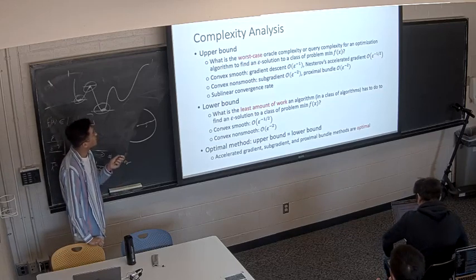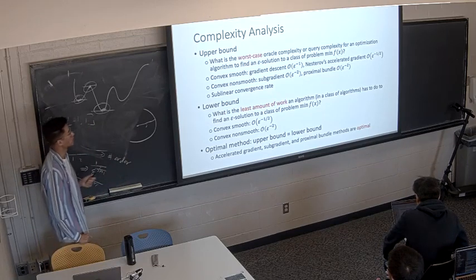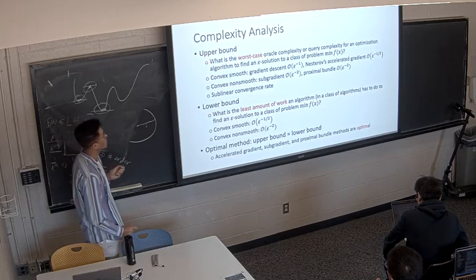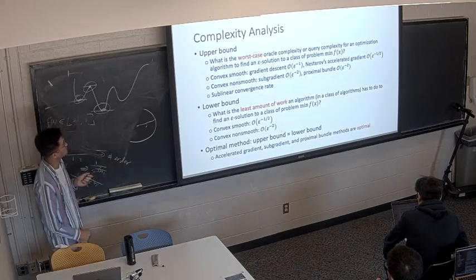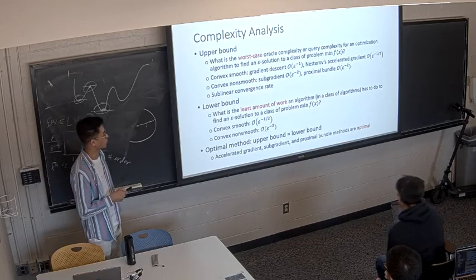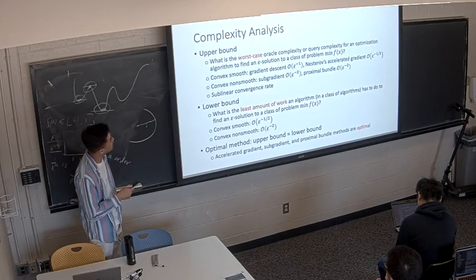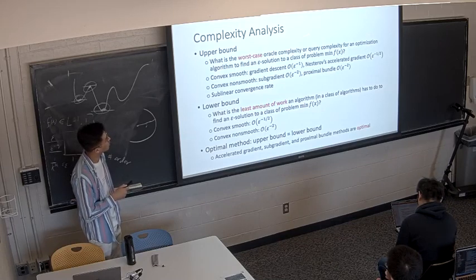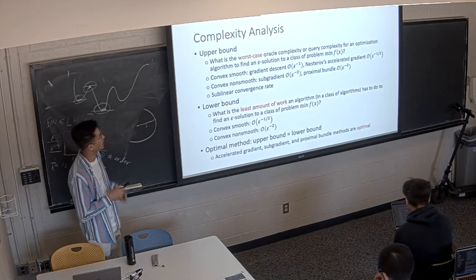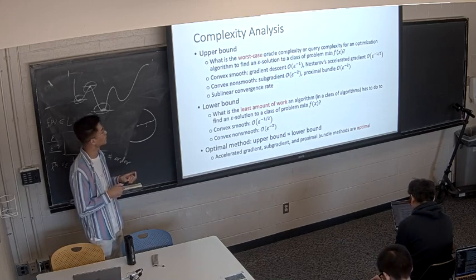So to quantify the complexity of our optimization algorithm, we need to talk about both upper bound and lower bound. Basically, upper bound is for an algorithm, and lower bound is for a type of problems. So for a certain optimization algorithm, I want to know what is the worst case complexity that my algorithm has to perform on a certain class of optimization problems.